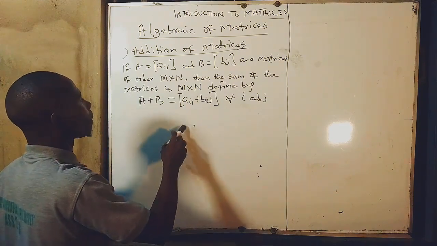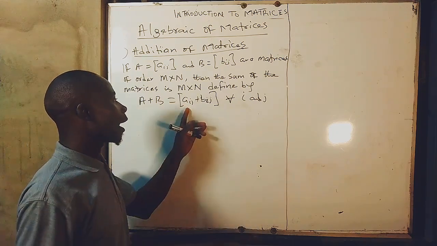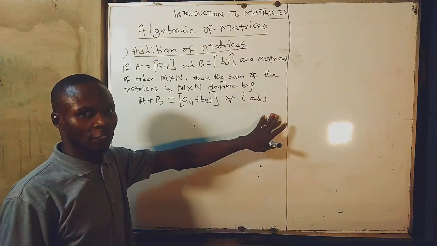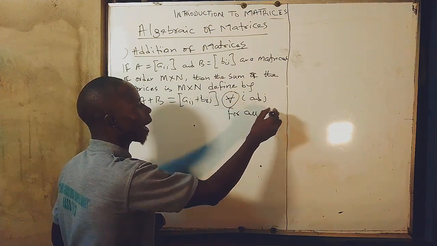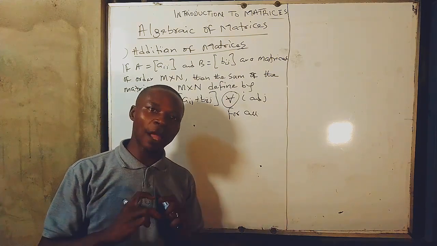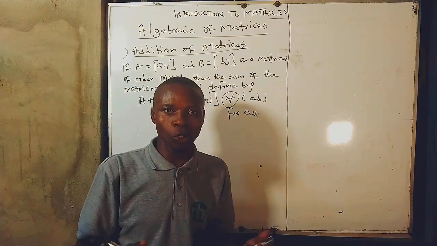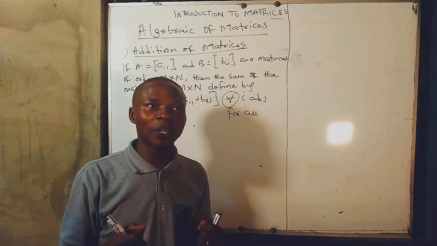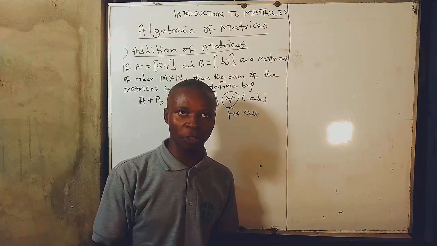So it means that by definition, A plus B is equivalent to Aij plus Bij for all i and j. This sign signifies "for all i and j". Now let me take numerical examples so that we can understand the definition of addition of matrices. But before we take that example, there are certain things we learned from elementary mathematics, some properties of addition, subtraction, and multiplication.